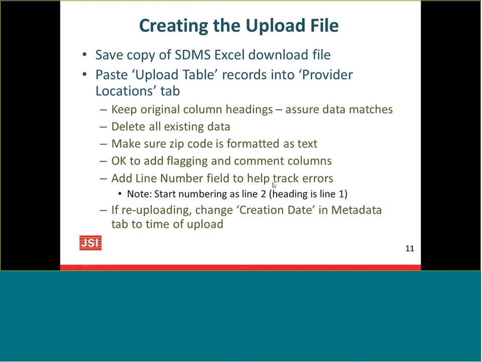Add the line number. So this is another thing that I think I mentioned before is very important. Start numbering at line 2. SDMS counts the heading as line 1. So if you want to be able to just automatically link back to the records in your upload, line 1 is your heading, and line 2 is your first record. So the numbering starts at 2.